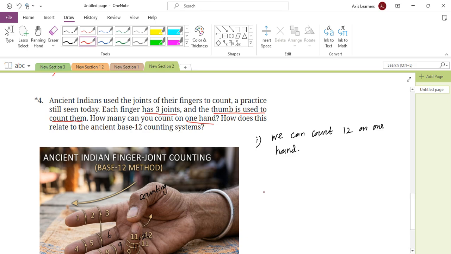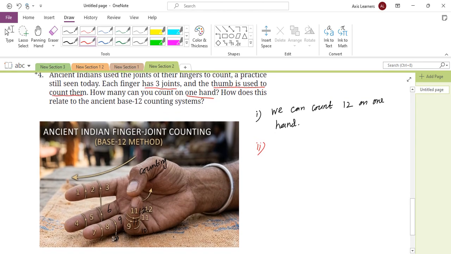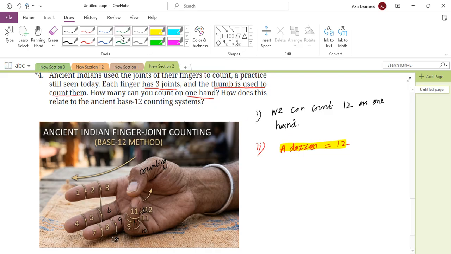We already learned in 8th standard some other base systems, like base 7 and base 5, right? We can relate it to the ancient base 12 counting system. Even now we are using the dozen. A dozen is equal to what? A dozen equals 12, right? So we also used this system. In ancient days, ancient people used so many systems. Now we can relate it to the base 12 counting system. See this, a dozen is equal to 12.